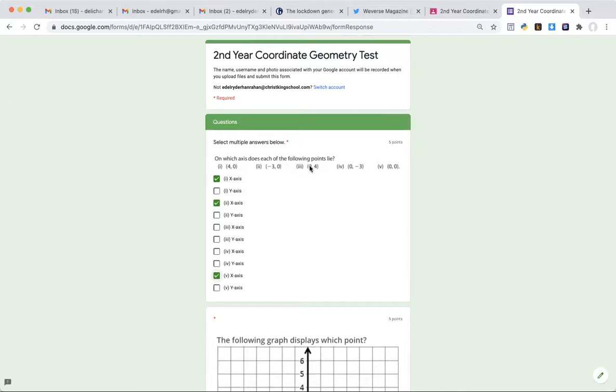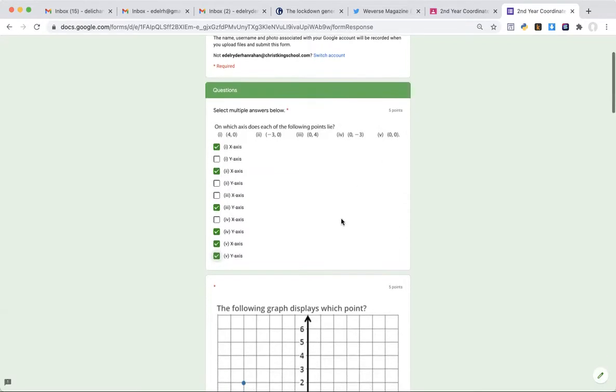And part 2, we've already done. Part 3, so when we're on the y-axis, the x value is 0. And so number 3 is on the y-axis, and number 4 is on the y-axis, and number 5 is also on the y-axis. This is the origin, which is on both the x-axis and the y-axis.